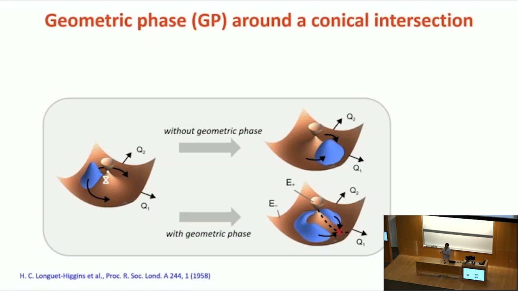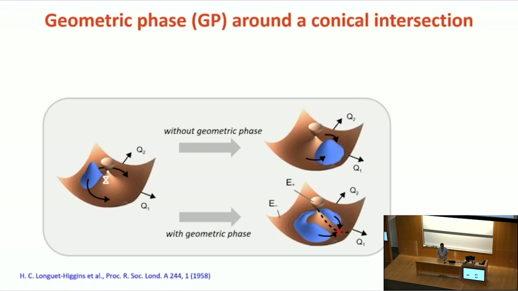But if there's a geometric phase effect, as these two wave packets move around the conical intersection, they'll pick up a pi phase shift between them. So when they go to the opposite side, they will have destructive interference. Okay, there's a geometric phase interference effect.